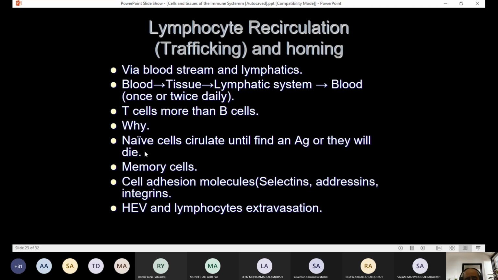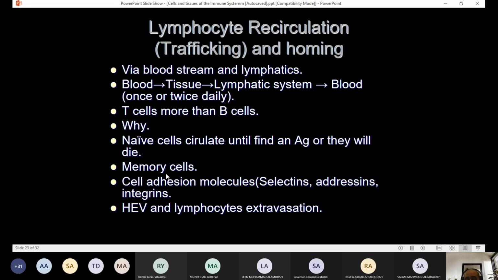So the first T or B cells that are produced, we call them naive cells, and they will circulate. When do they stop being naive? When they meet their antigenic counterparts. Naive cells circulate until they find an antigen or they will die. Very, very important to know these things.